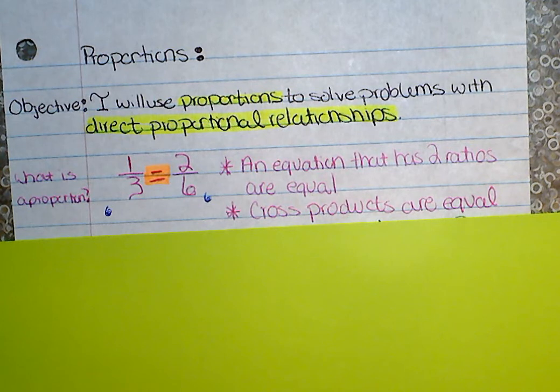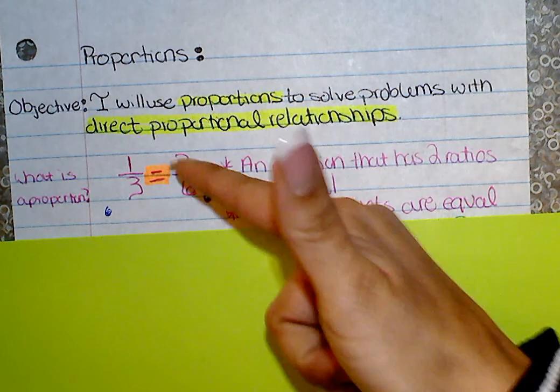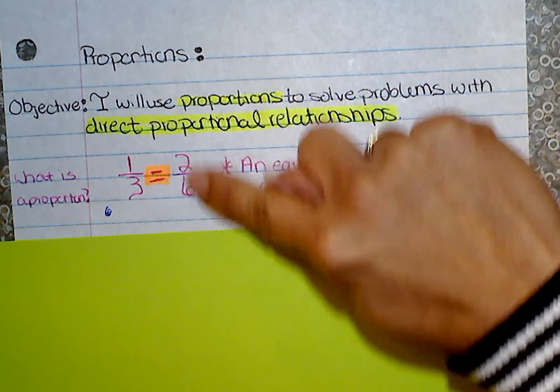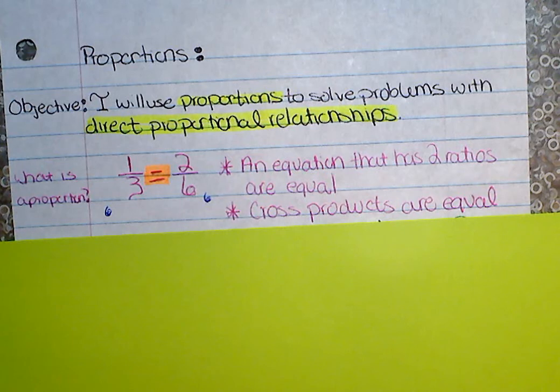And their cross products are equal, because 1 times 6 is 6, and 2 times 3 is 6. These are also equivalent ratios, because if I reduce or simplify this, I get that. So a proportion is an equation that has two equal ratios, or that says that those two ratios are equal. I said that they are equal to each other.